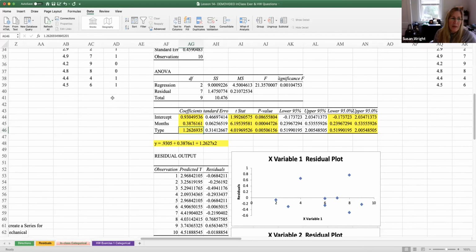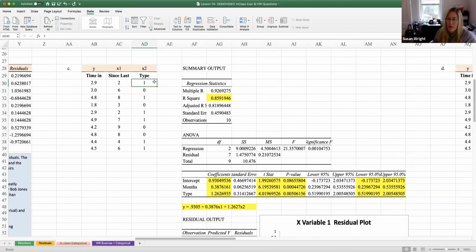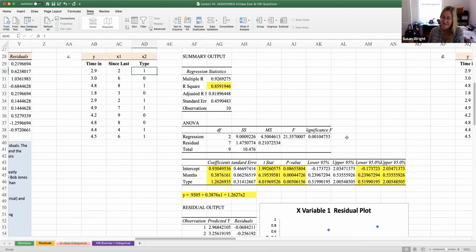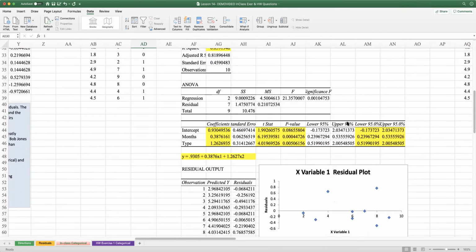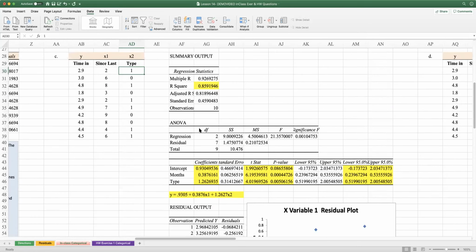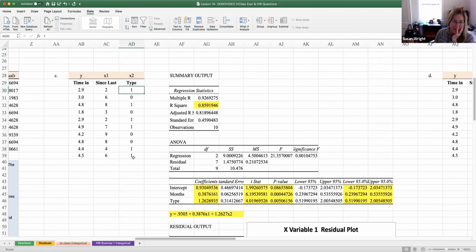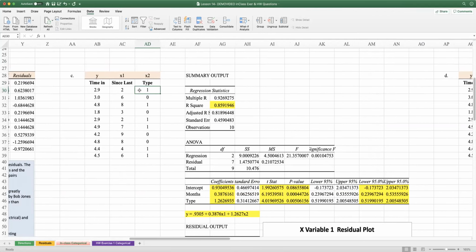What do you think about that, being able to add a categorical variable? You guys there? Yes, ma'am. So what do you think about that, being able to do that? Does it make sense what I did here? Yes, ma'am, it does. All right.